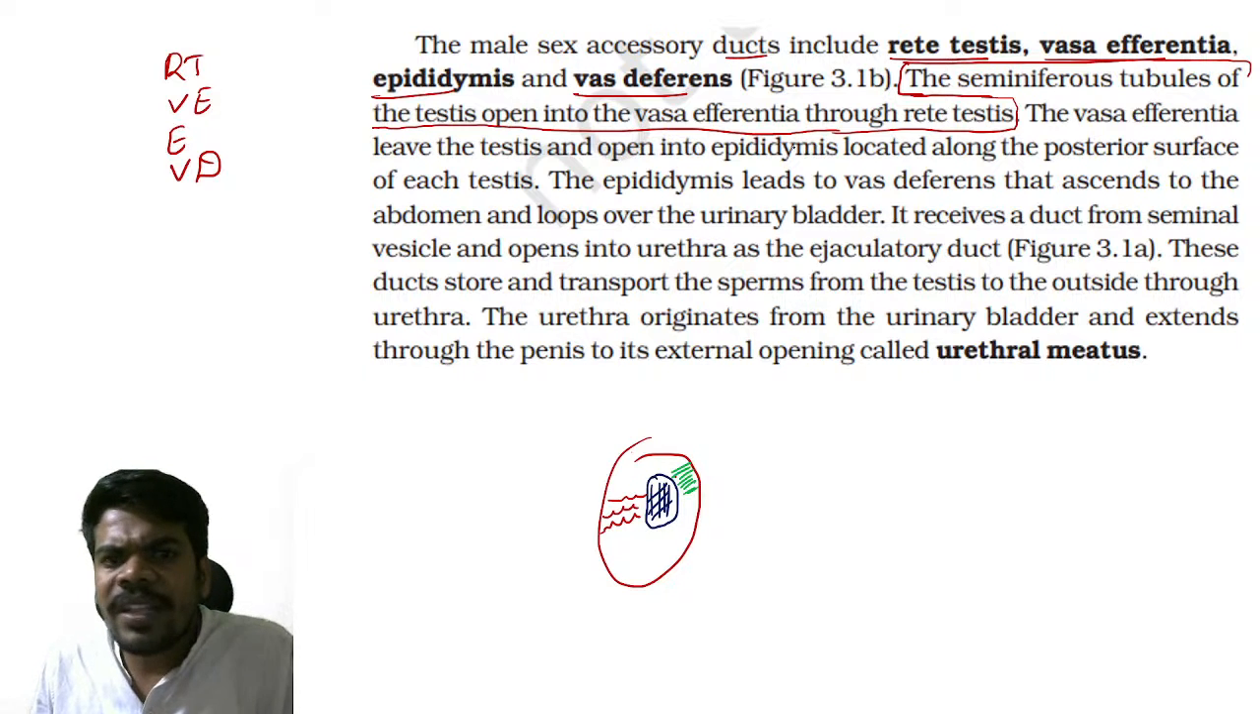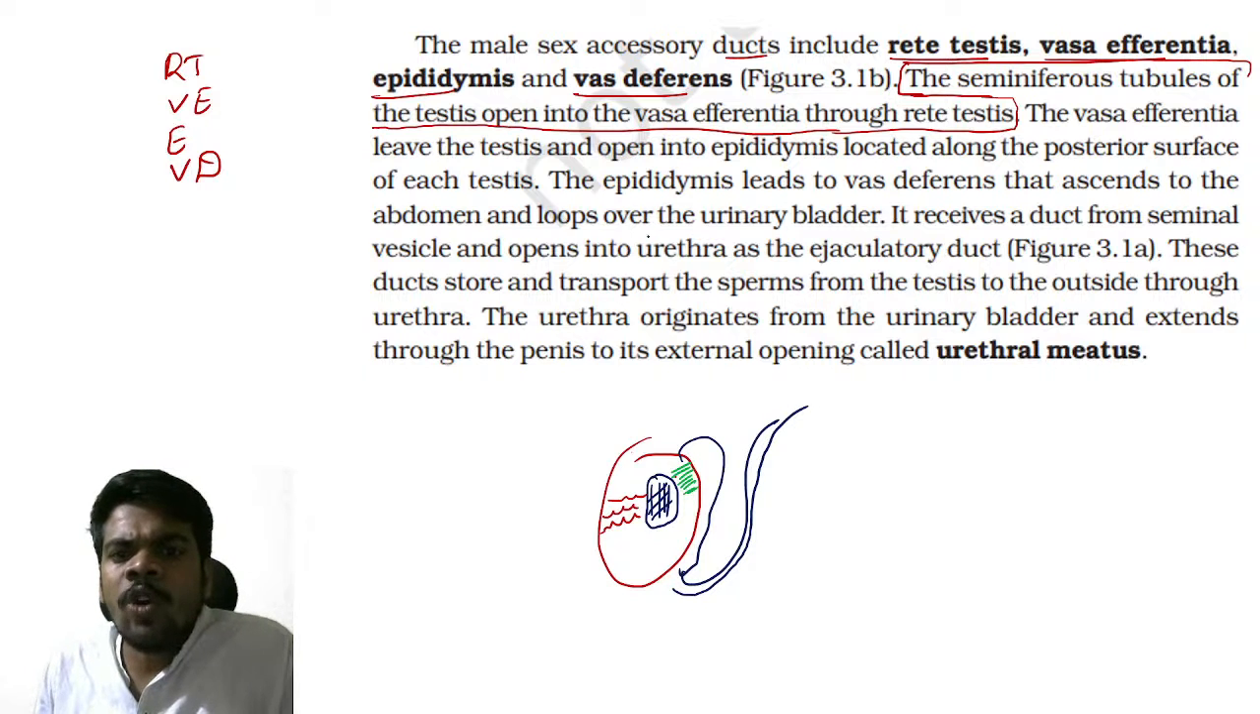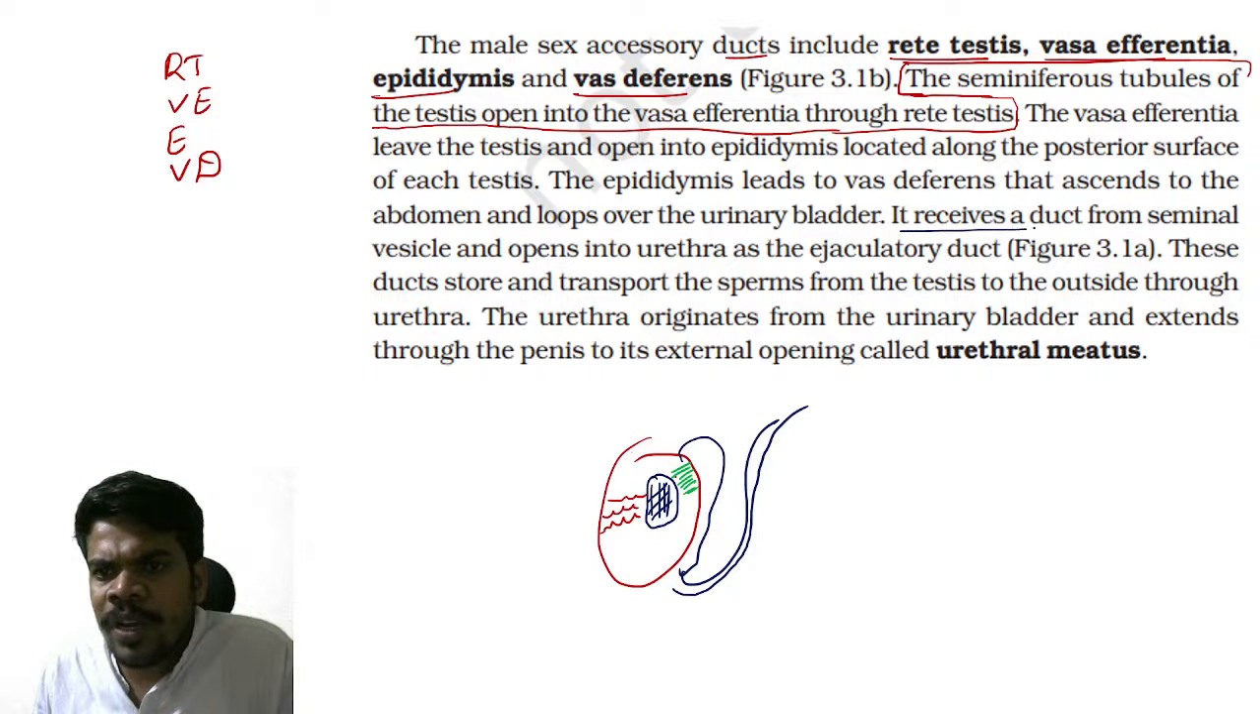The vasa efferentia leave the testis and open into the epididymis. It opens into what? Epididymis. It leads into the vas deferens that ascends into the abdomen and loops over the urinary bladder. It receives a duct from the seminal vesicle, which is also very important, and opens into the urethra as the ejaculatory duct.